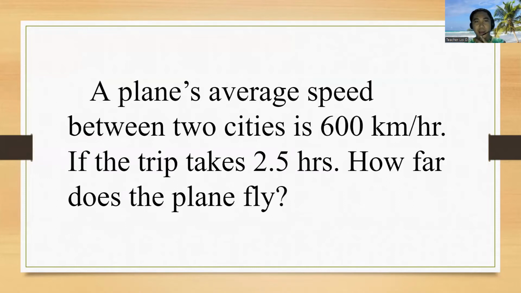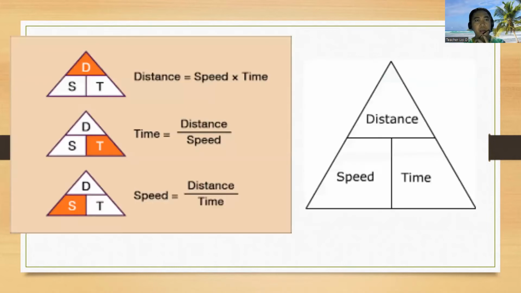Okay, meron pa. A plane's average speed between two cities is 600 km per hour. If the trip takes 2.5 hours, how far does the plane fly? Pause this video, try to answer this, and comment in our comment box. Share it in our comment box. Okay, last na yun.